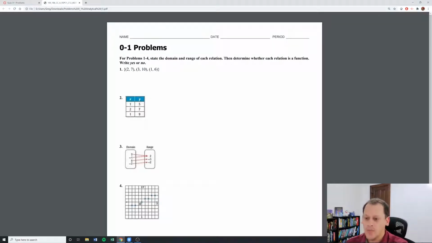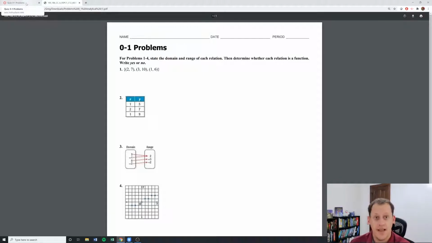For number 1, we've got 3 coordinate pairs in this relation. We want to state the domain and range. The domain would be the x coordinates of those 3 points, and the x's are 2, 3, and 1. If we put those in order from smallest to largest, the domain is 1, 2, 3. If I were doing this, I would write that down on my paper: number 1, domain, 1, 2, 3.